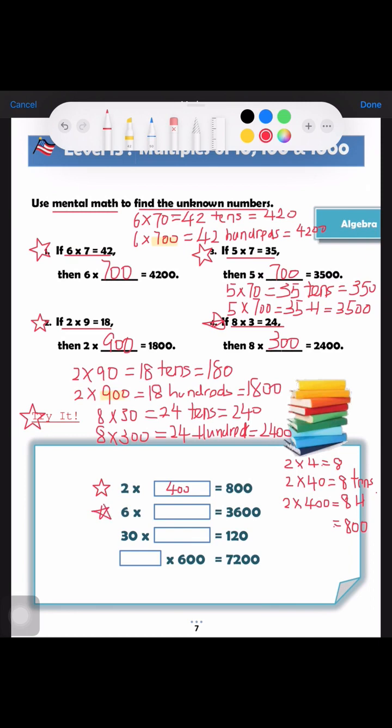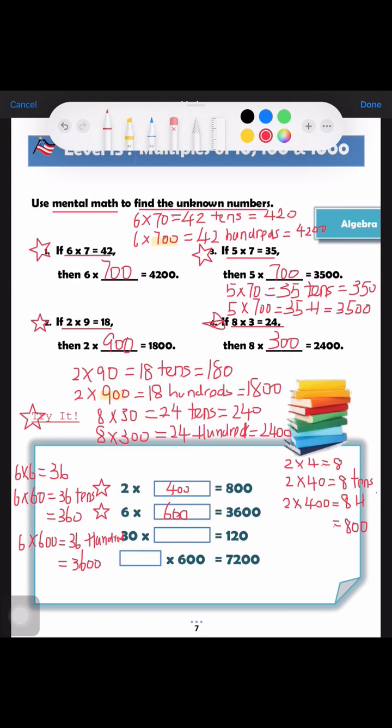Okay, next question. 6 times which number equals 3,600? So we need to think about the basic fact. We know that 6 times 6 equals 36. So 6 times 60 equals 36 tens, which equals 360. And then 6 times 600 equals 3,600. And 3,600 equals 3,600. So the answer is 600. 6 times 600 equals 3,600.